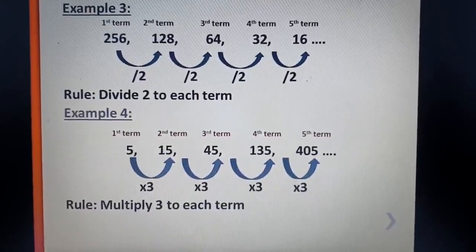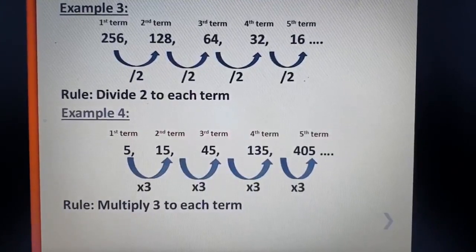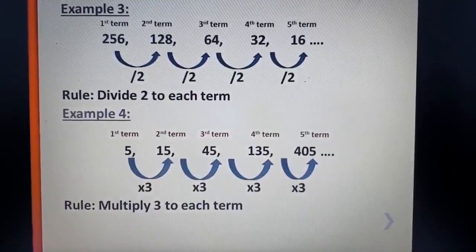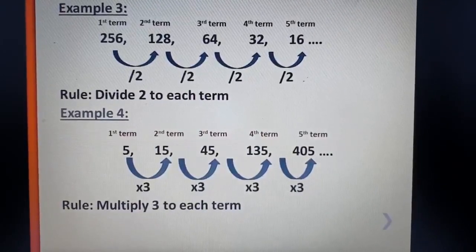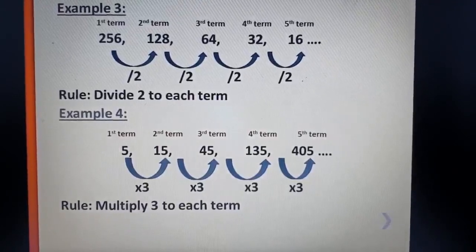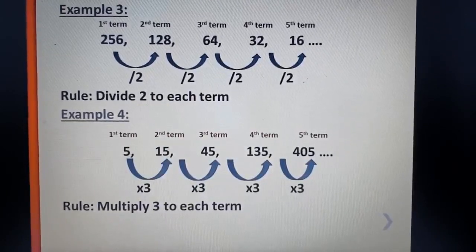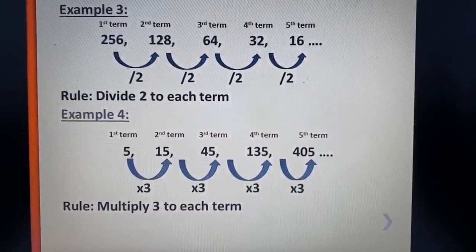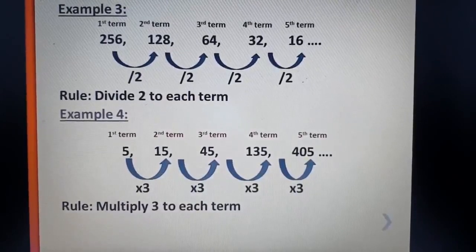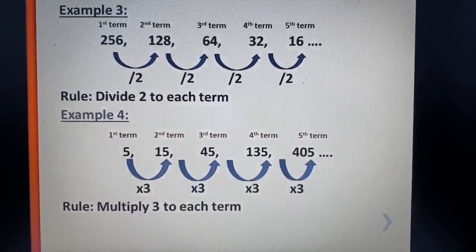Is it clear? Okay. So this is how you find the rule of a number sequence. Your first exercise is these kind of questions. You will be asked to find the rule and maybe you will be asked to write the next term. So if I ask you to write the next term, for example number 4, you have to multiply 405 with 3. That's all. Once you get the rule, you will be able to answer any questions related to it. Correct? Yes.